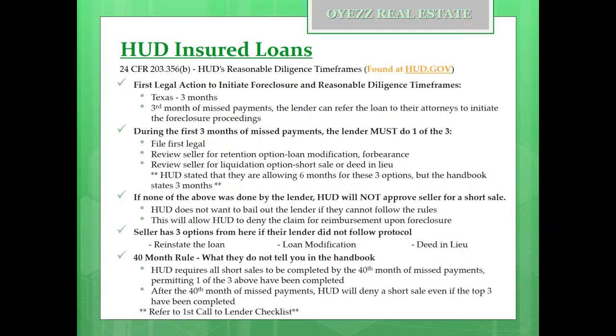HUD can change their mind at any time. They can accept stuff and not accept stuff, but the fact that you know that it is the first 3 months that they have to do these things will really help you in the future. If none of the three were done, then HUD is not going to approve the seller for a short sale. And the only way that you're going to find out is by asking those questions.